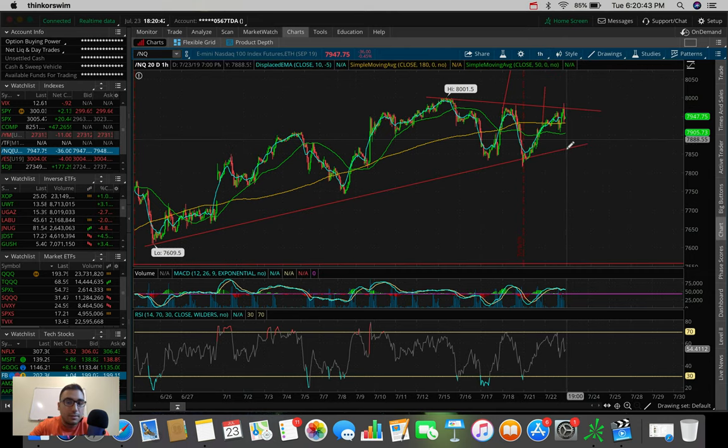Are we getting rejected by this, heading to the support of this channel, this little uptrend pattern here? Are we going down here to retest it, or are we breaking out? That's pretty much what I'm watching.